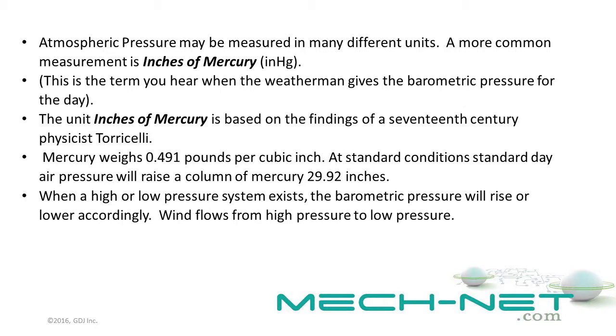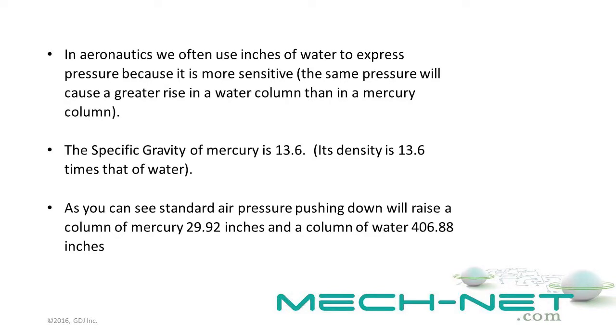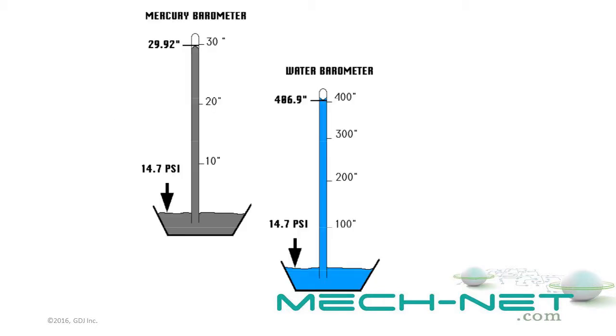Wind flows from high pressure to low pressure. In aeronautics, we often use inches of water to express pressure because it is more sensitive. The same pressure will cause a greater rise in a water column than in a mercury column. The specific gravity of mercury is 13.6. Its density is 13.6 times that of water. As you can see, standard air pressure pushing down will raise a column of mercury 29.92 inches and a column of water 406.88 inches. Here is a comparison between inches of water and inches of mercury.